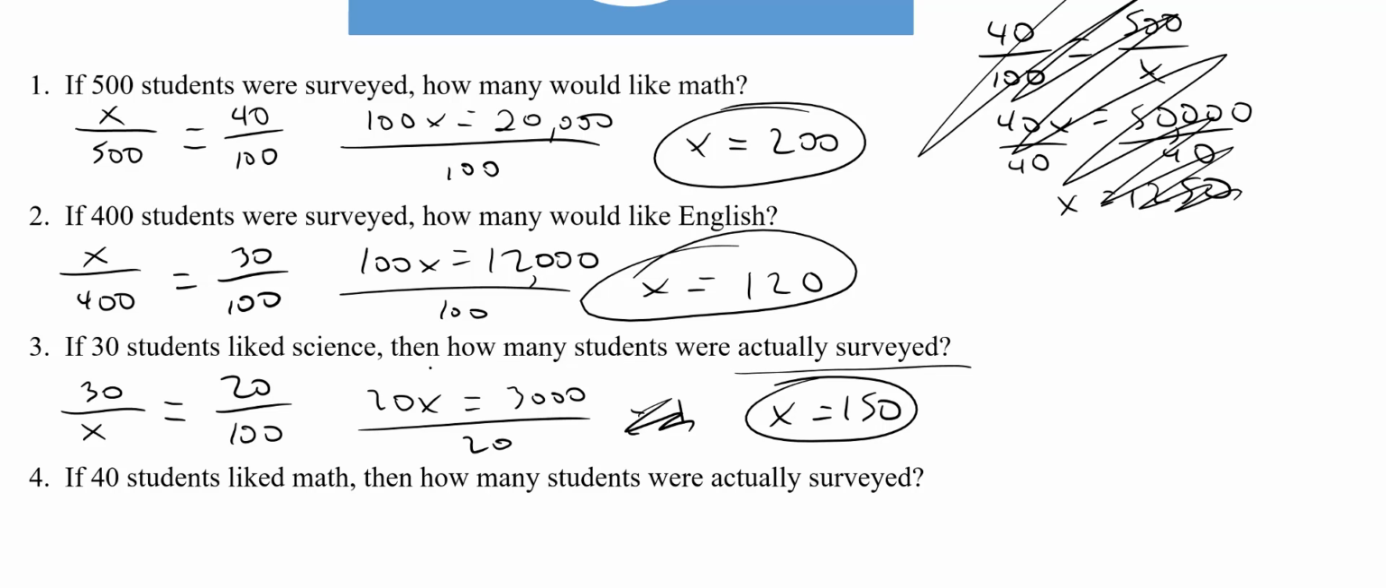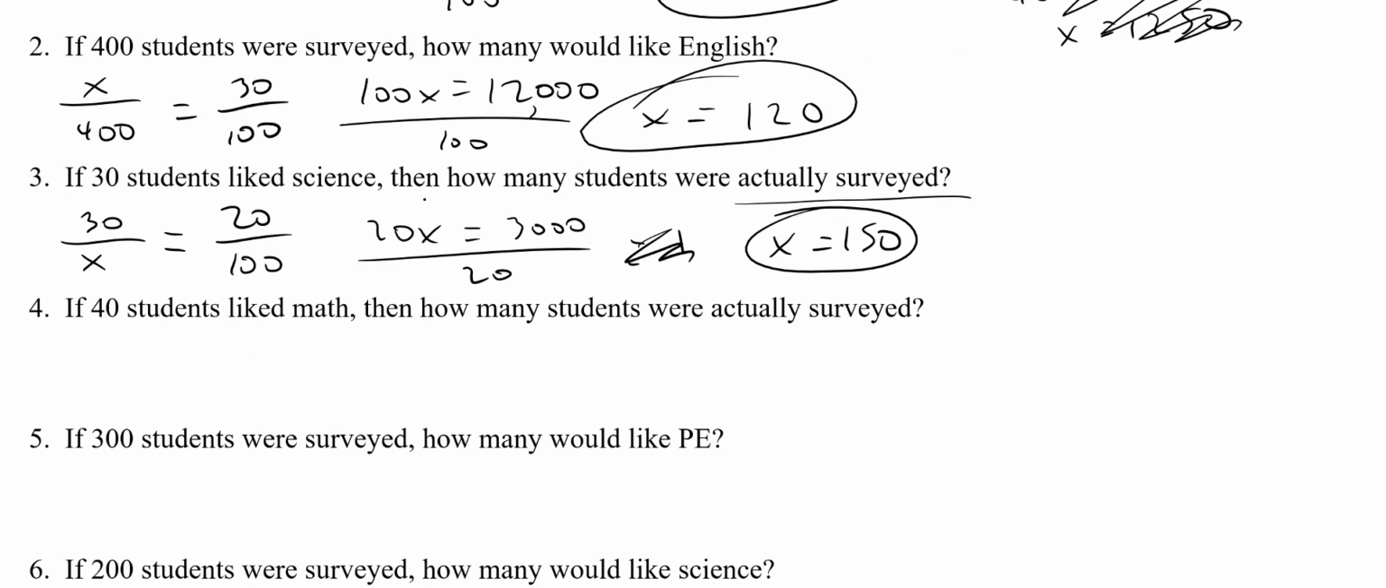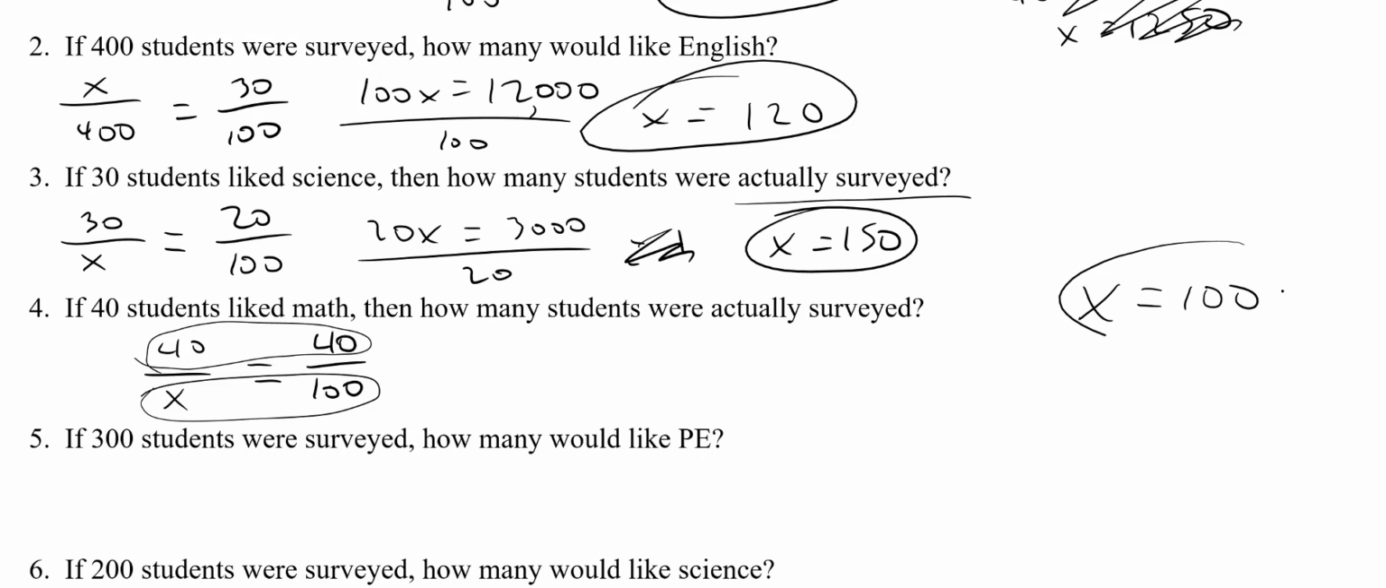40 students liked math, then how many students were actually surveyed? So math is 40%. Okay, so we're going to do 40 out of 100. And 40 liked math. And how many students were surveyed? So now, if you're smart, you would recognize that we're going to still cross multiply here. But see that 40? Doesn't that number need to be the same if they're equal? So I'm going to write on the side here, x should be 100.